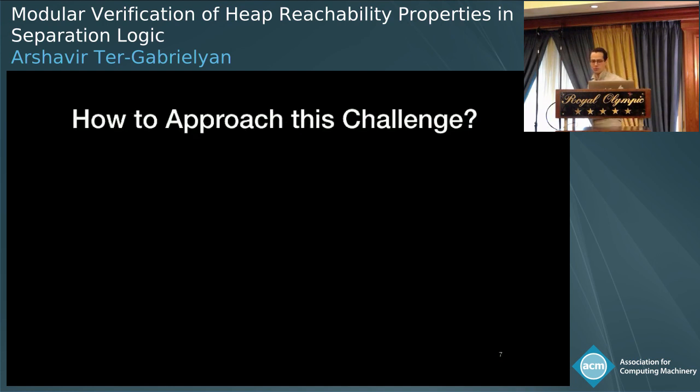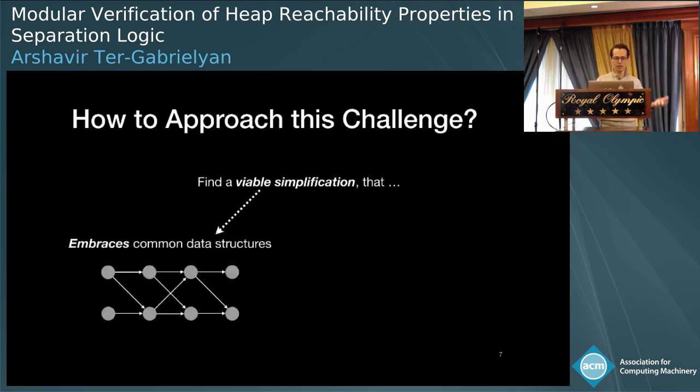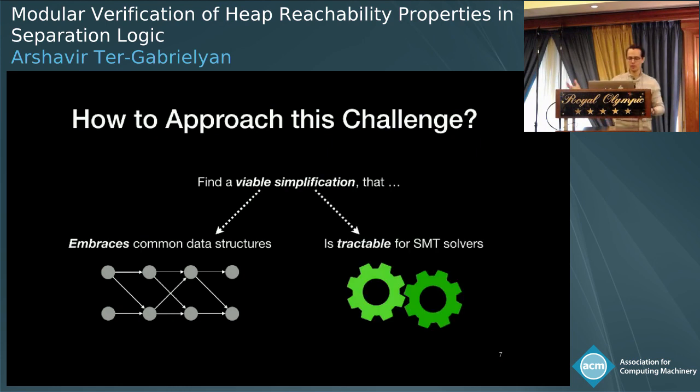So what do we do about this problem? Well, what we would like is to identify a viable simplification of the original problem that actually has a solution. On the one hand, we would like it to power a technique that is expressive enough to support common data structures. And on the other hand, we care about automation, so we would like our technique to be reducible to first order reasoning that automatic SMT solvers can handle efficiently.